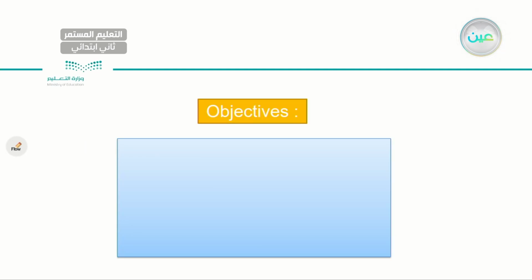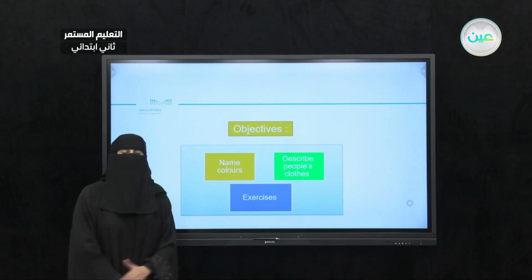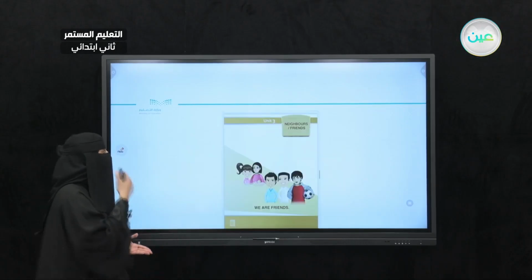In this lesson, my dear student, we will start by naming different kinds of colors. Actually, it's a very funny lesson. We will enjoy it together. We will be able to describe people's clothes, their outfits, what they are wearing. And of course, as usual, we'll be doing different kinds of exercises. I promise you that you will have fun in this lesson.